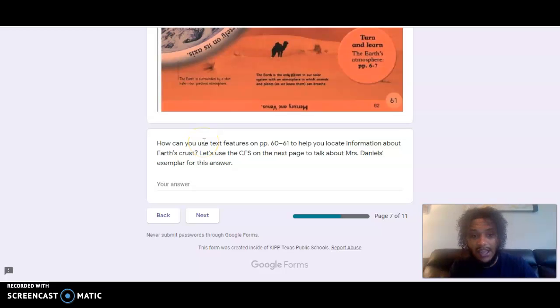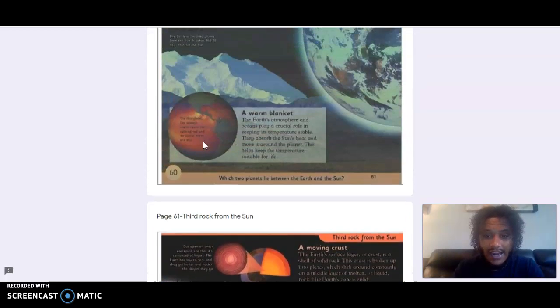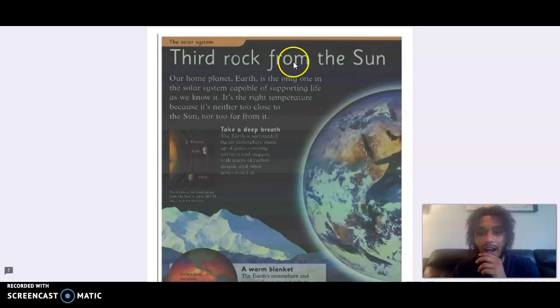So the question says, how can you use text features on page 60 to 61 to help you locate information about Earth's crust? Well, let's see if we can find anything about Earth's crust. Third rock from the sun? No, not quite. Is the only one capable of supporting life. That doesn't say anything about the crust. If I was asked to find about the Earth's crust, a keyword is crust. So if I can find crust, then I might find my answer, and that'll make it much quicker for me instead of having to read all this. I can just look for crust.